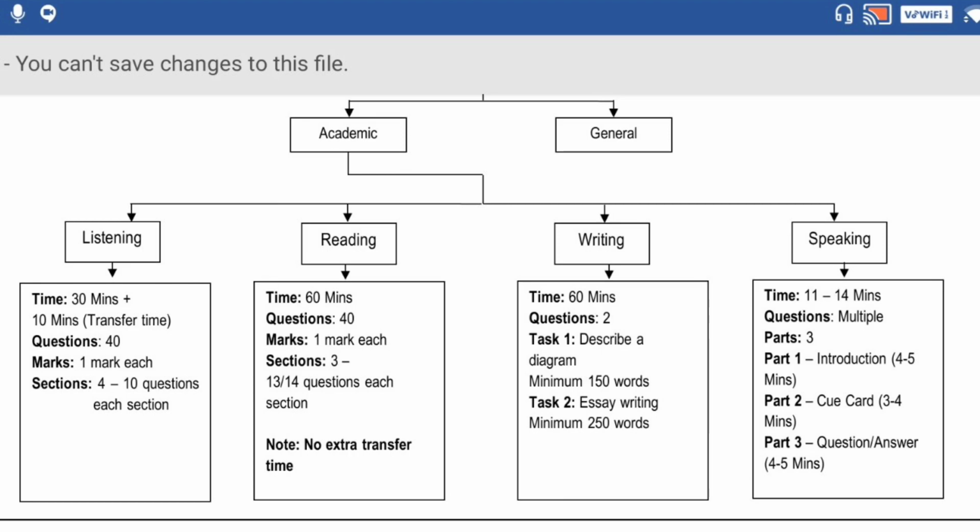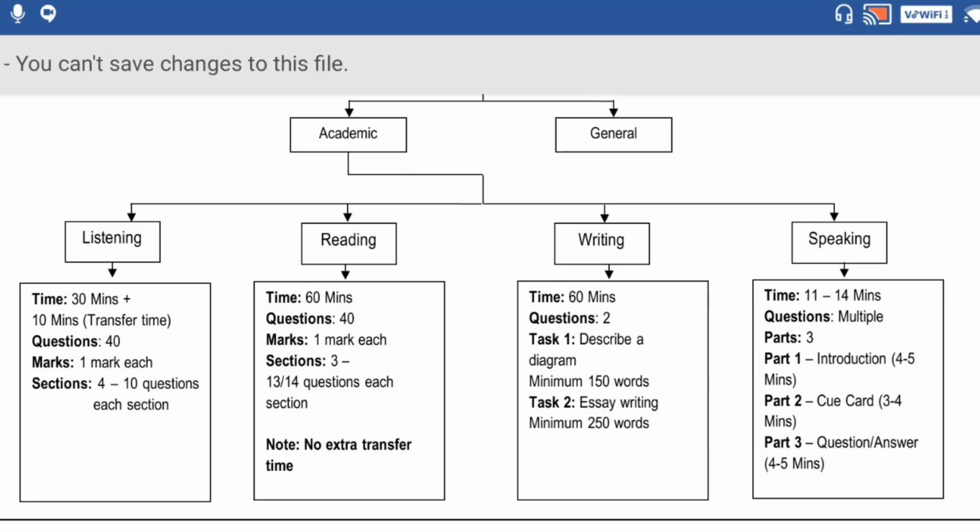Now in your speaking exam, your exam will be conducted for 11 to 14 minutes. There will be multiple questions that can be asked to you. However, your multiple questions will be divided into 3 parts. The first part will be an introduction that will last between 4 to 5 minutes. In this part, they will ask you questions related to your hobby, your work, your study, your food, your favorite items, clothing, etc.